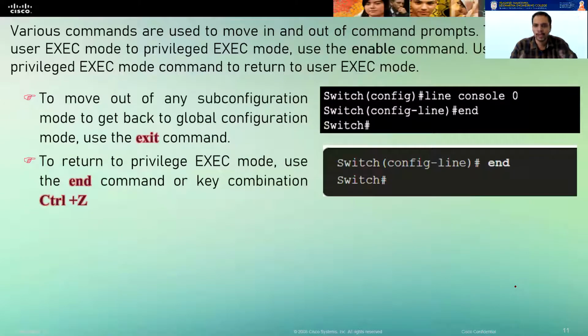So how do you move between these modes? Frankly speaking, there are only two commands to navigate between these modes. One of them is end, and one of them is exit. I usually tend to use exit. Whatever mode you are in, if you want to go back, you simply type in the exit command. If you are in the interface mode, that means config-if mode, and you want to go back, simply type in exit and press enter. You will be taken back to your global configuration mode.